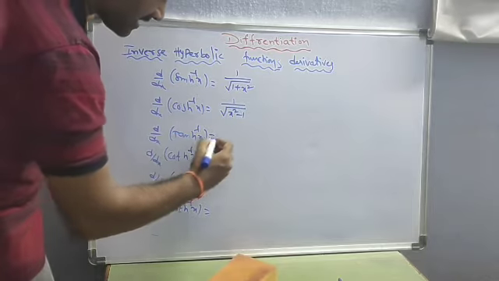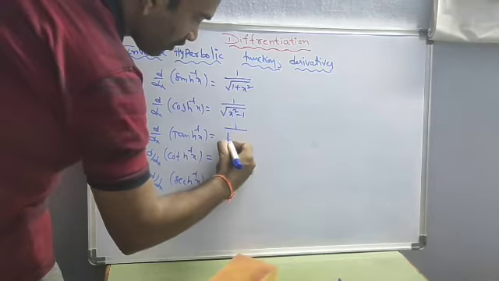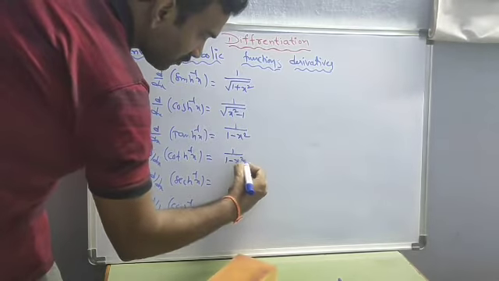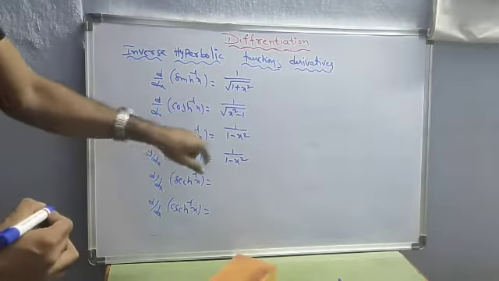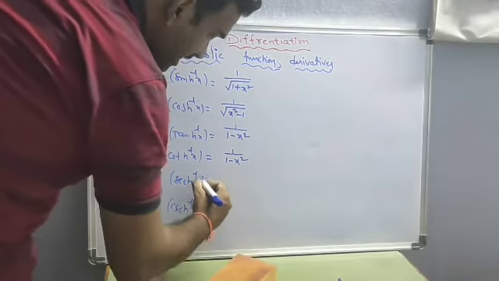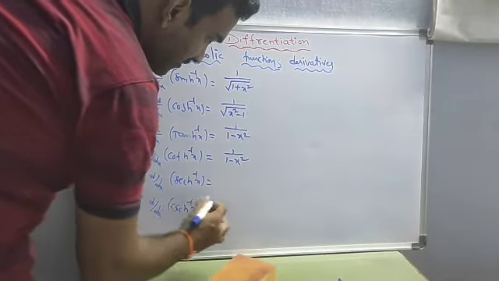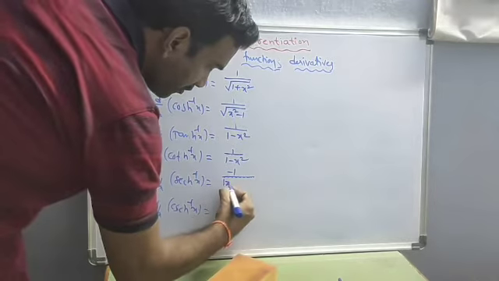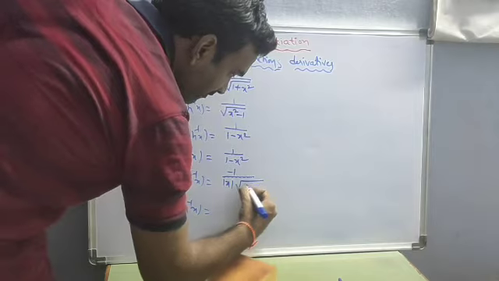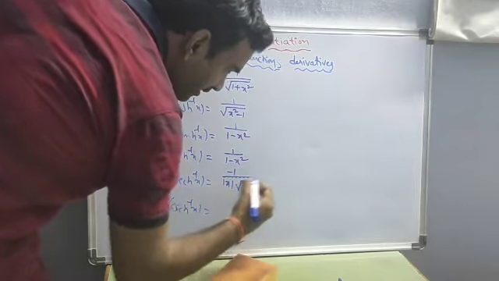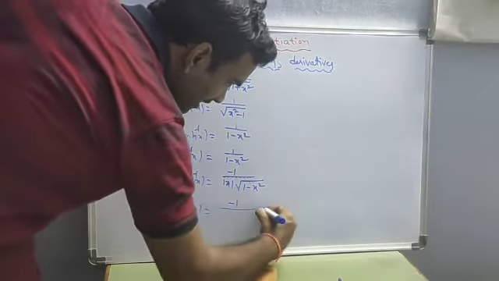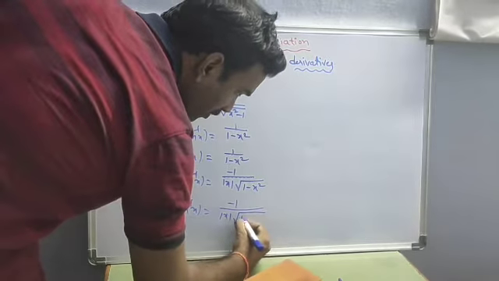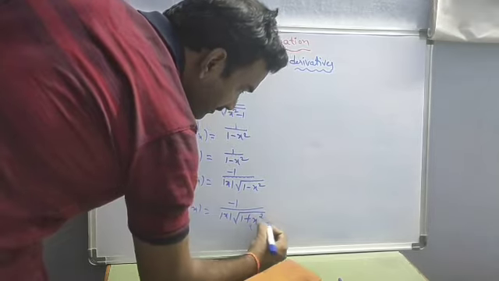Tan h inverse x: this formula is 1 by 1 minus x square. Coth inverse x is also 1 by 1 minus x square; both have the same formula. For secant h and cosecant h inverse x, only these two functions have the minus sign. Sech inverse x is minus 1 by modulus of x square root of 1 minus x square. The last formula is minus 1 by modulus of x into square root of 1 plus x square.